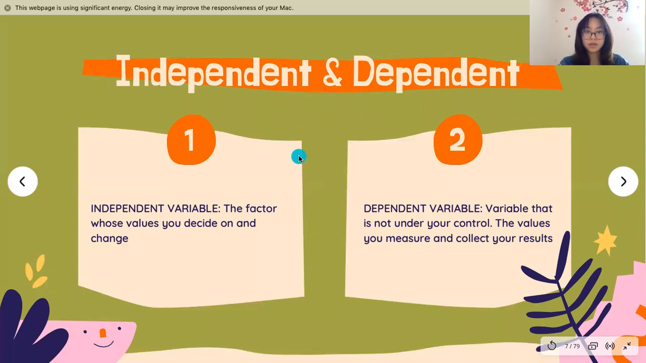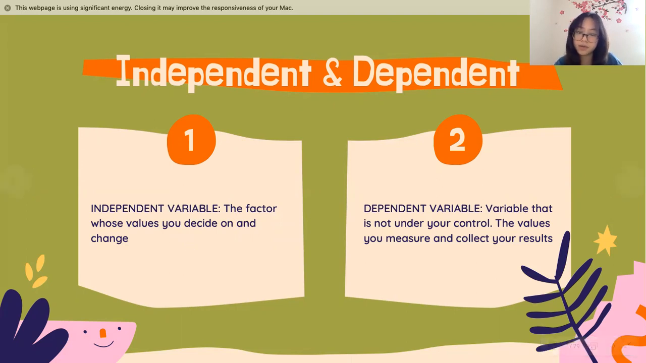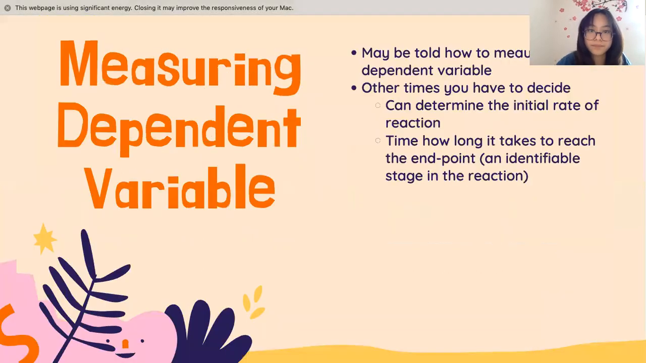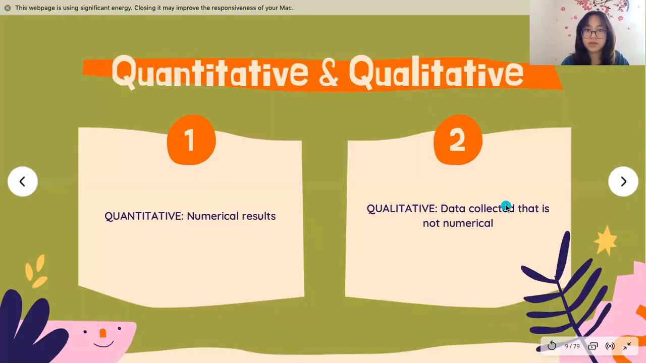So next up are independent and dependent variables. The independent variable are the factors or values that you decide on and change. And the dependent variables, you can't control those, so that's what you measure and collect your data with. So measuring the dependent variable, sometimes they're going to tell you how to do this, but sometimes you have to decide yourself. So you can either determine the initial rate of reaction, or you can use the method of how to take the endpoint, which is the identifiable stage in the reaction.